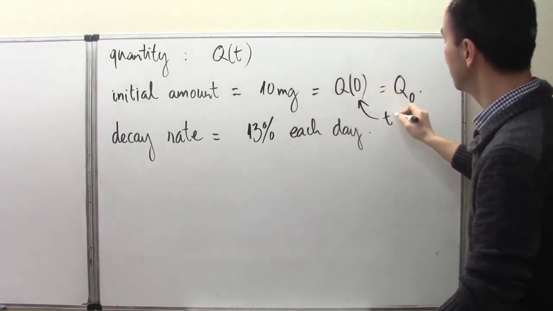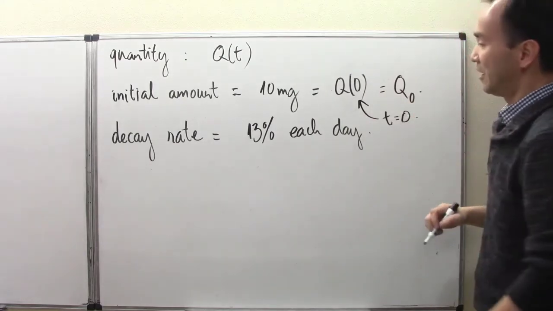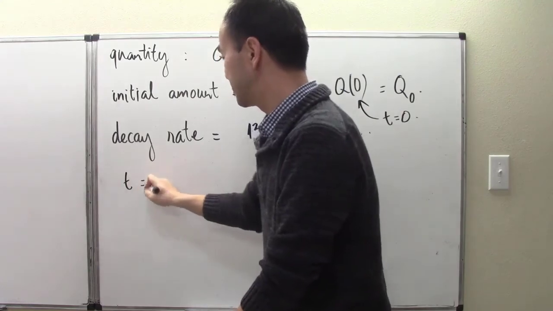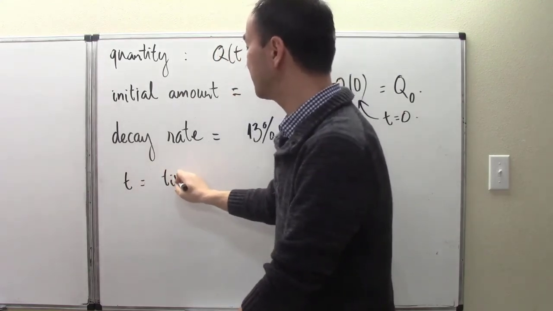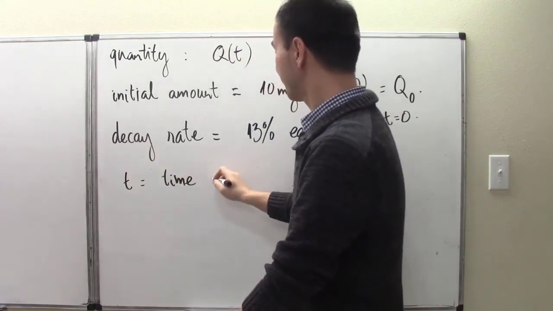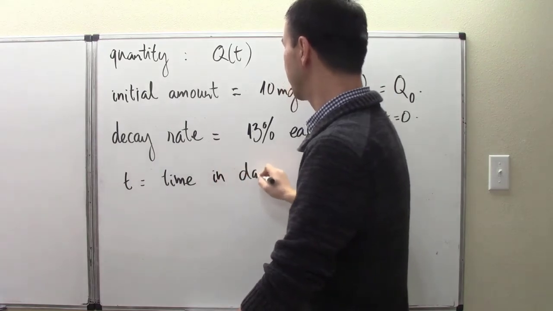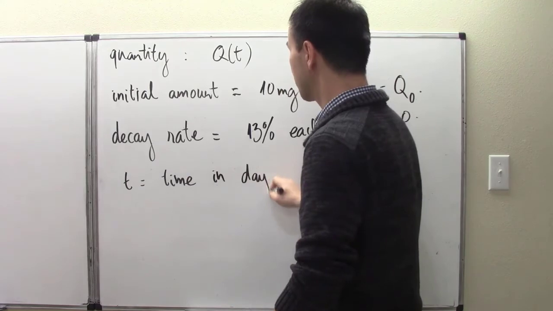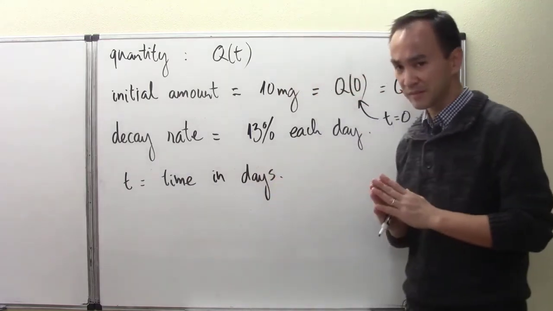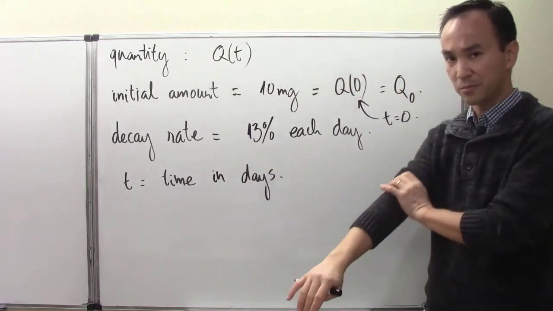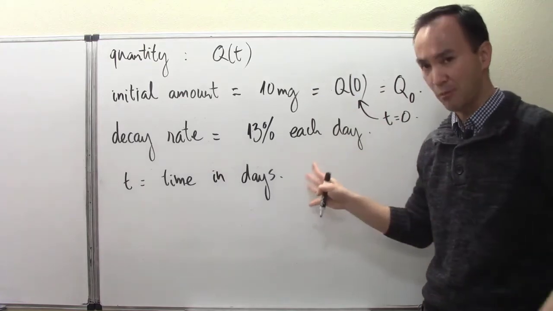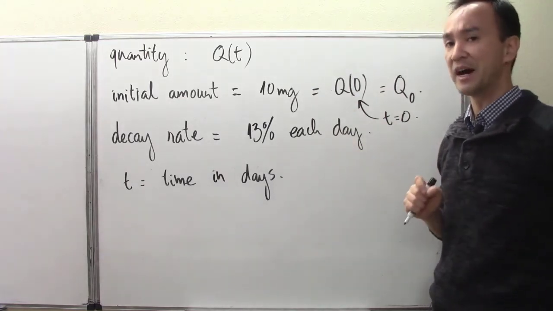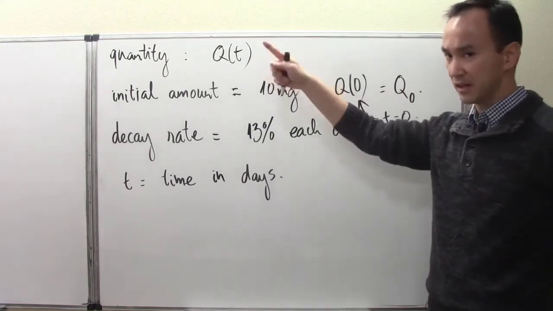Okay, so t equals 0 is down here. All right, and aside from that, t is going to be the time in days right here. That's measured in days this time. So every problem has a time variable. Problem 1, problem 2, problem 3, and now problem 4. Every one of the problems we've done had a time variable, t, but it's measured differently.